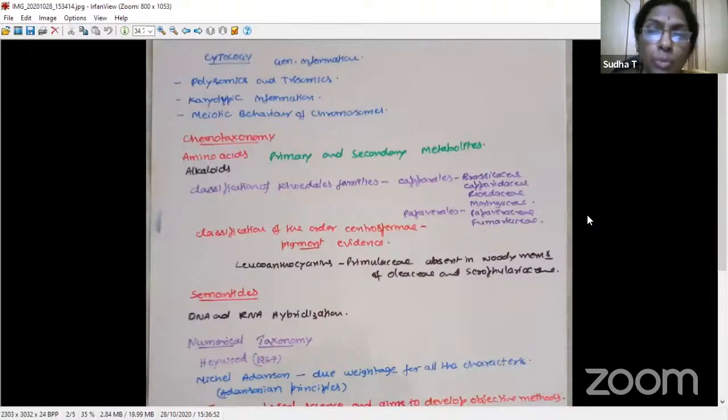But the chromosome morphology is one of the important features. So we can arrange the chromosomes according to their type and size. That arrangement of the chromosomes according to their size and types is called a karyotype. It's what we call karyotype analysis.